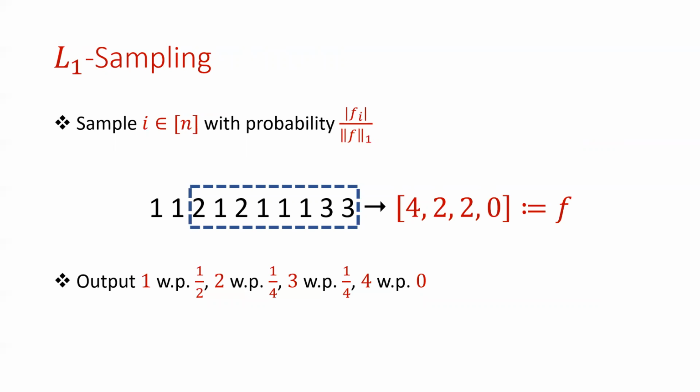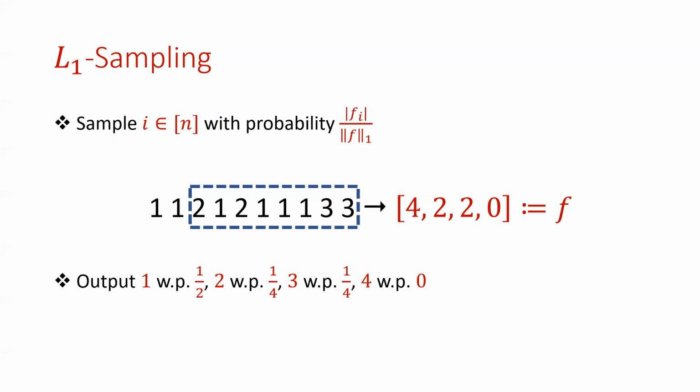So one problem people frequently consider is the problem of L1 sampling, where the goal is to sample some coordinate i from a universe of size n, which we'll associate with the integers from 1 through n. And we want to sample i with probability proportional to the frequency of the ith coordinate. In particular, we want to sample i with probability the magnitude of f_i over the 1-norm of f.